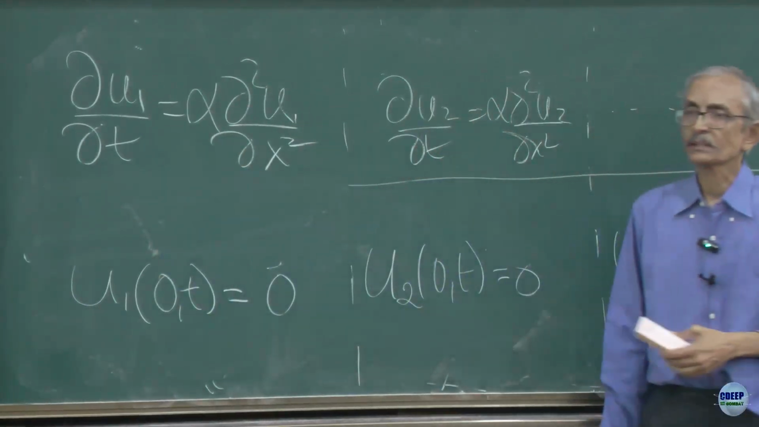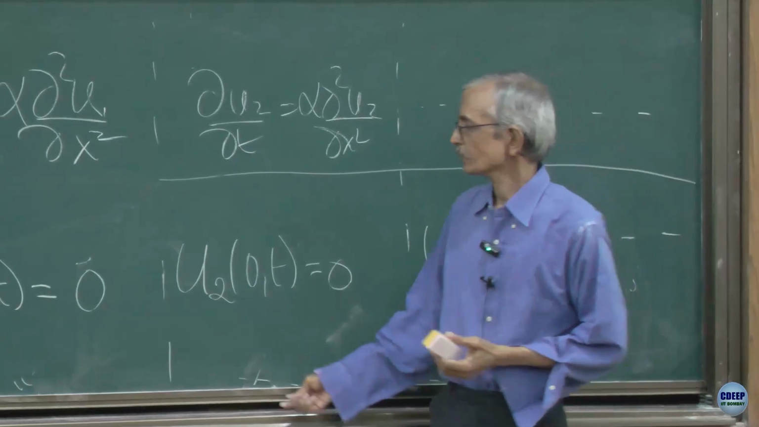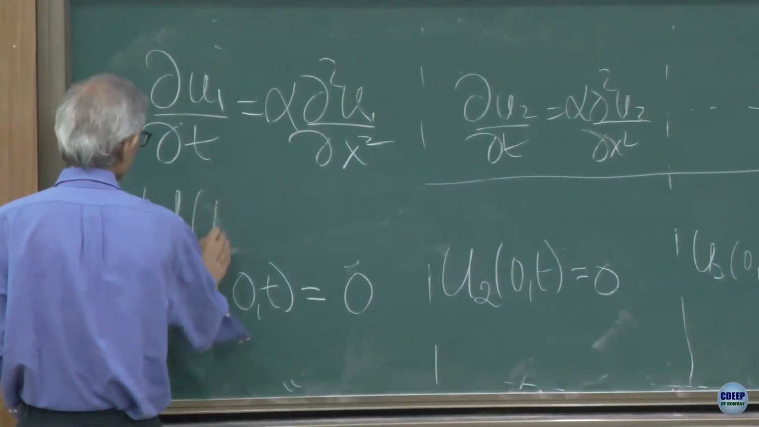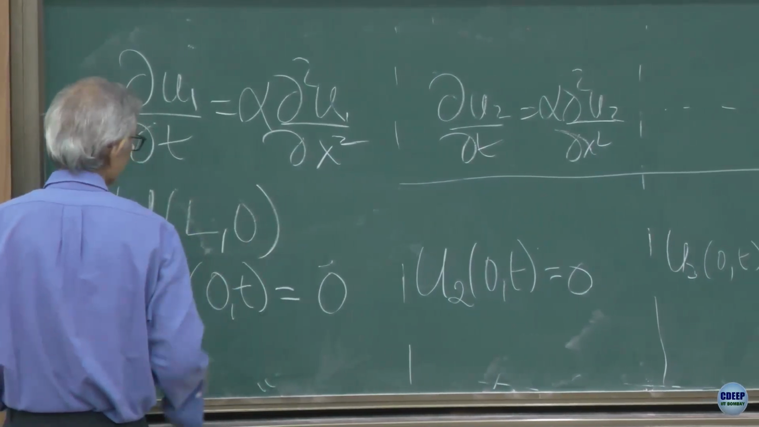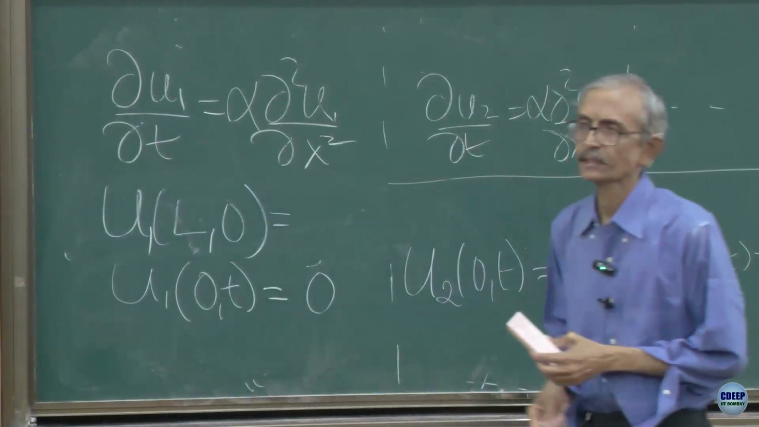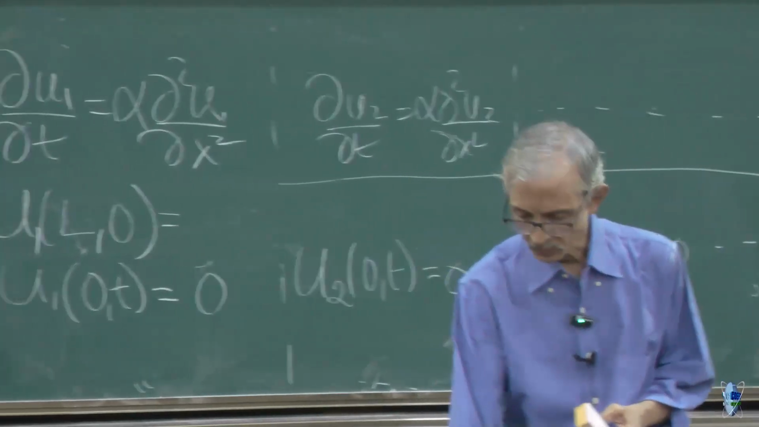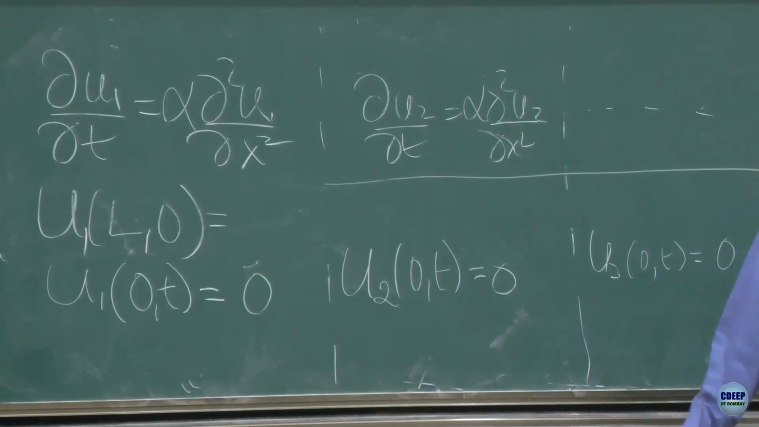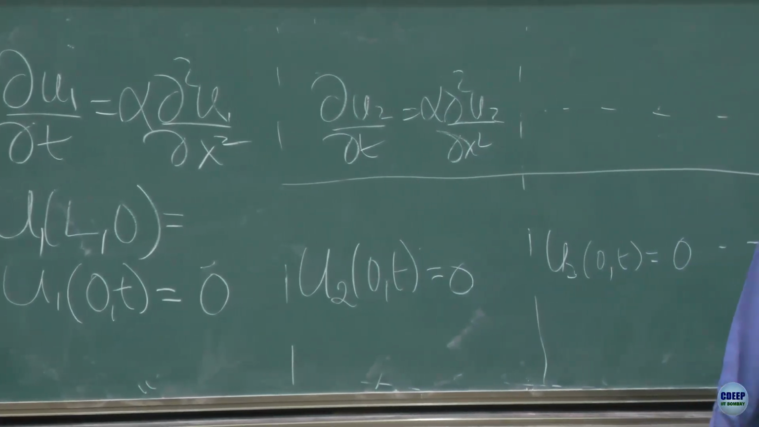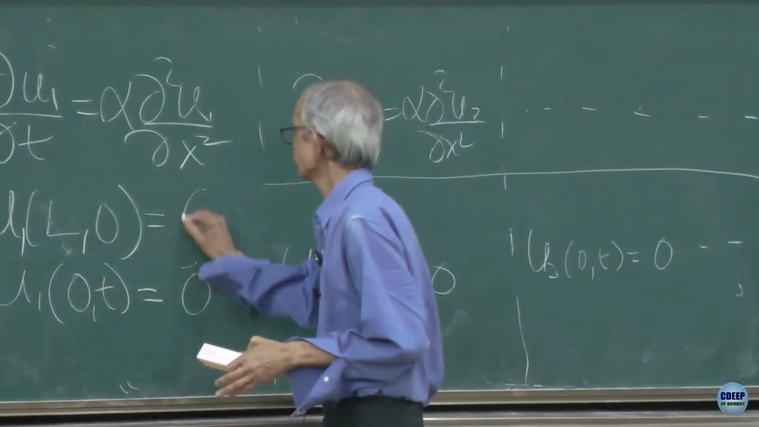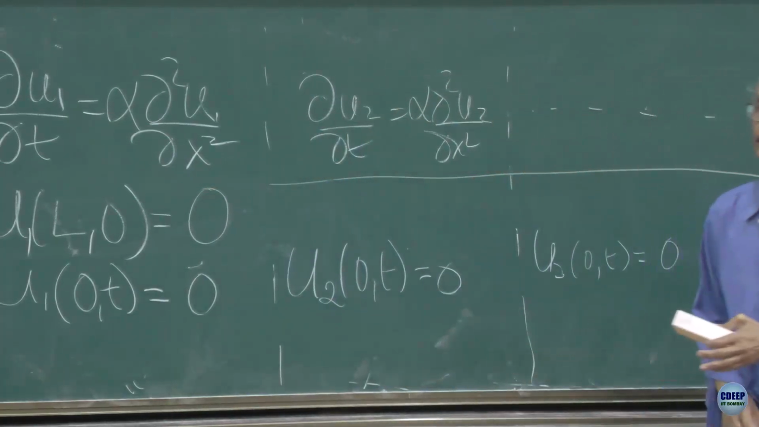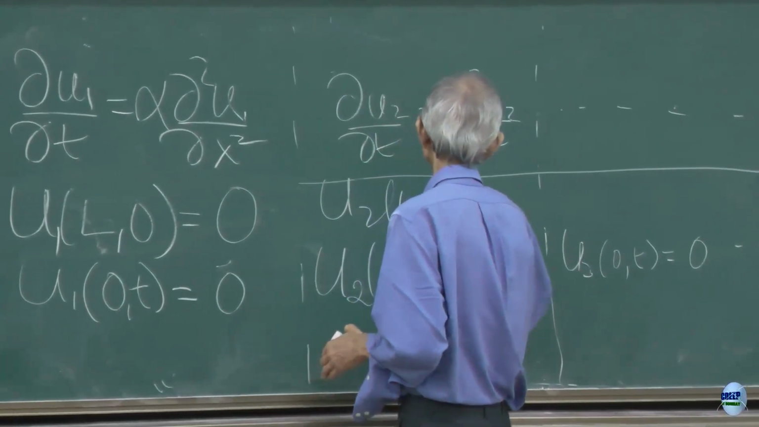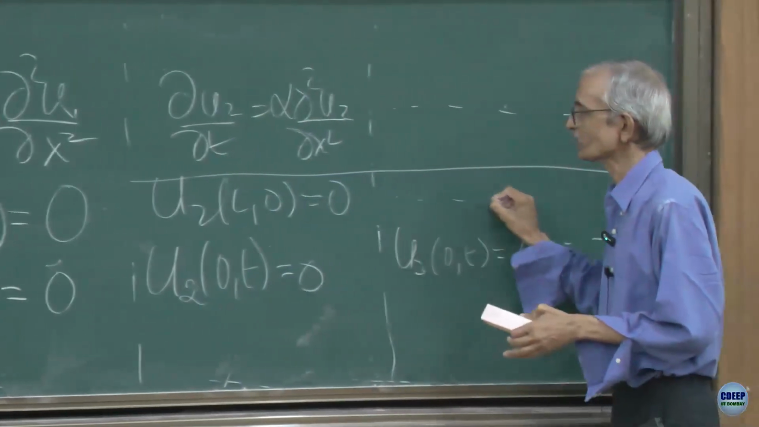What about the next one now? What can I say about the next condition? The next condition is u at L and 0, u1 at L and 0. What would u1 at L and 0 be? What would I choose, for example? I would choose 0 to make life easy for myself. And I would choose u2 at L,0 equal to 0 and so on.